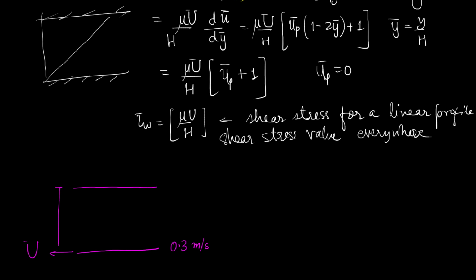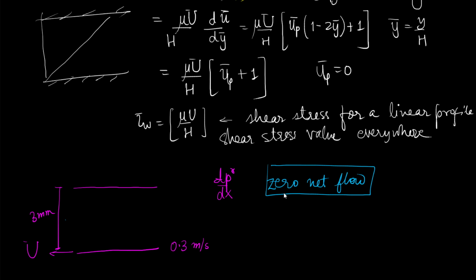The plate spacing is 3 millimeter and the flow is laminar. So the question is, what is the pressure gradient that must be maintained between these two plates, across these two plates rather, in order to have a zero net flow? In order to have a zero net flow, what is the pressure gradient required?